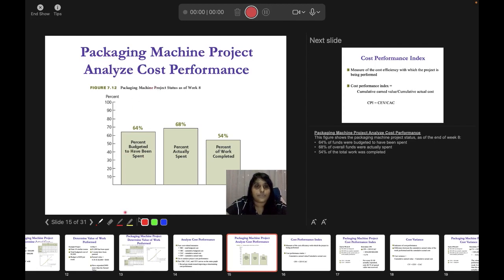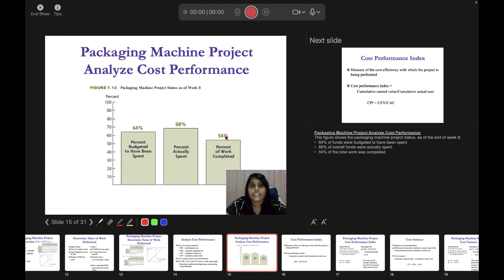Let's assume that 100,000 is your whole budget. 64% of 100,000 is 64,000. You have used 64,000 and your work is only 54% done. You still have 46% more to do, but the money remaining is only 36%.